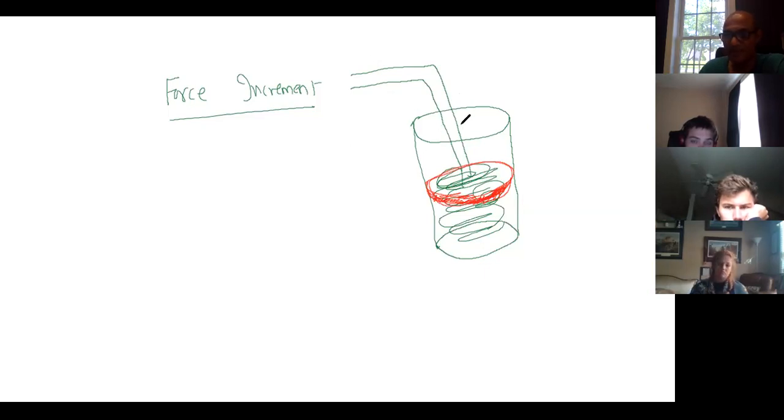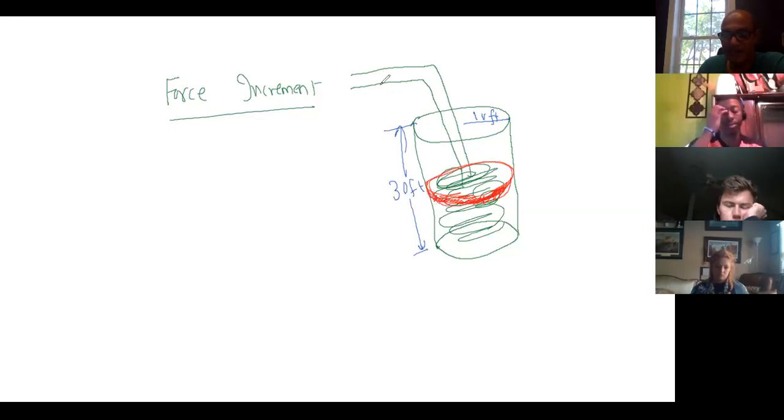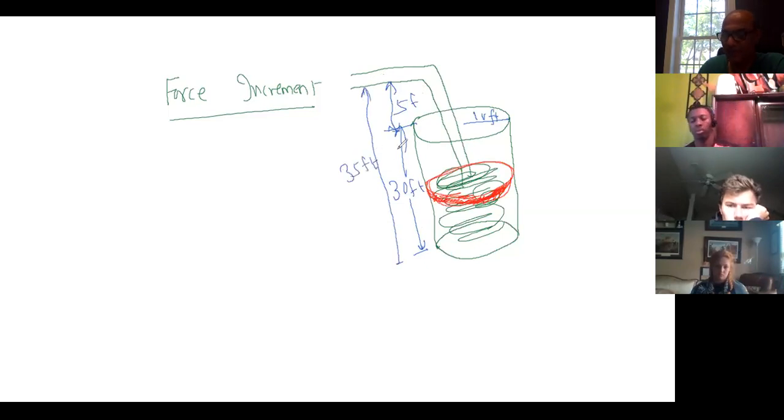Look at here, guys. From here to here it is 10 feet. The height of this cylindrical tank is given as 30 feet. This height is given to you as 5 feet. So the total height from here to here is equal to 35 feet. Agree, guys?